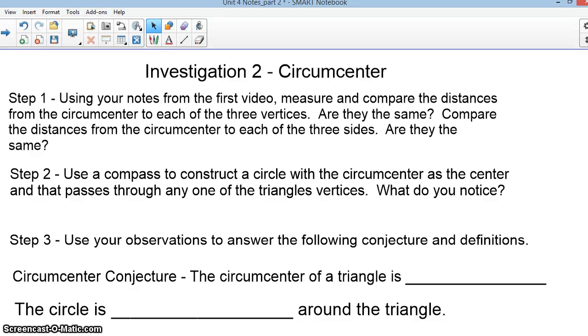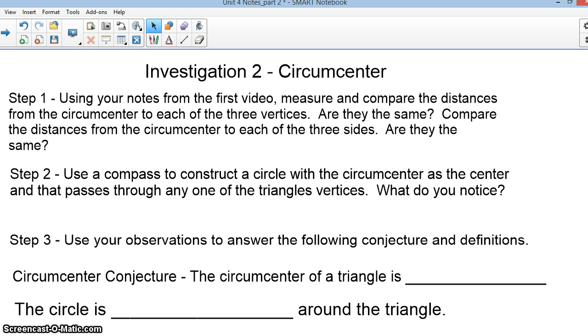All right, welcome to this video. This is part two of the notes that we took the other day on points of concurrency. Basically, we know what the different points of concurrency are: your incenter, circumcenter, centroid, and your orthocenter. Now we're going to look at some different properties that these different points of concurrency have.